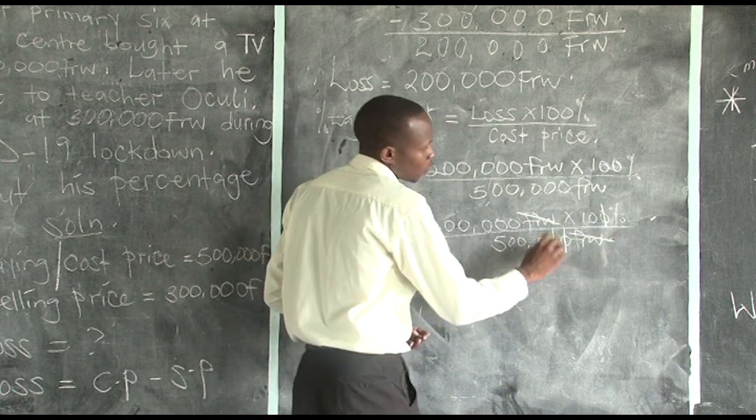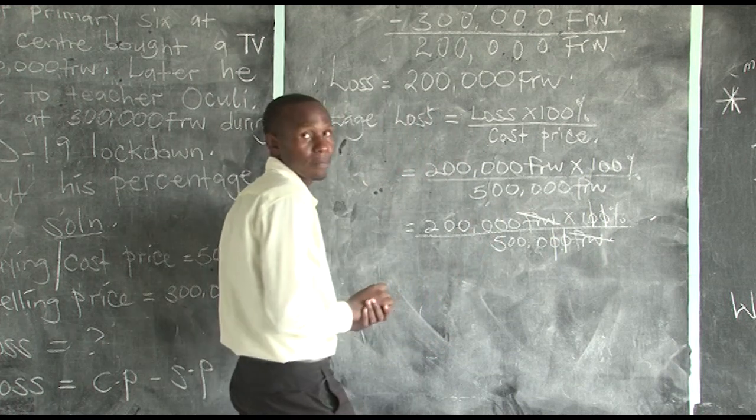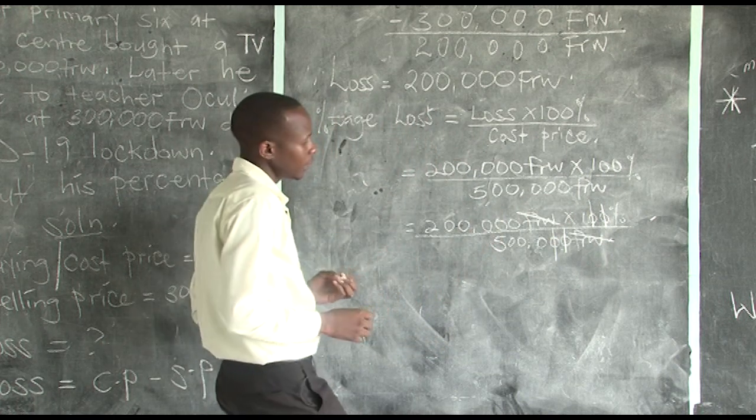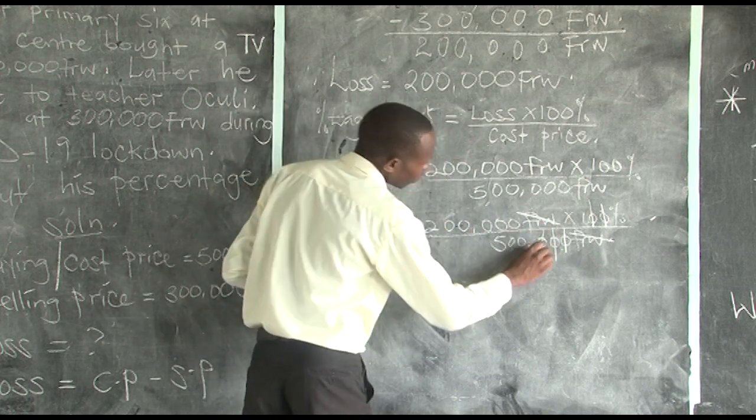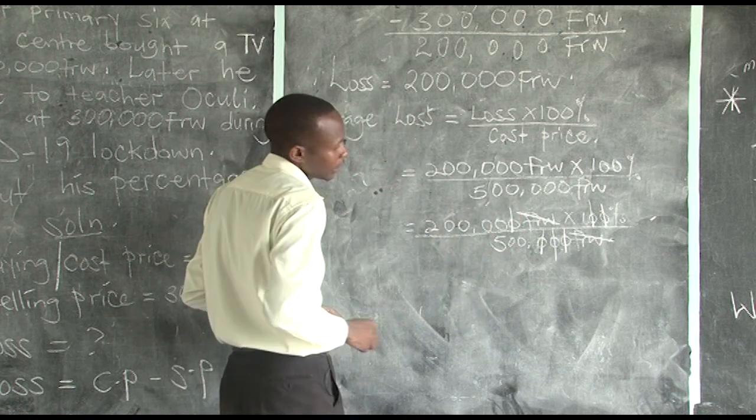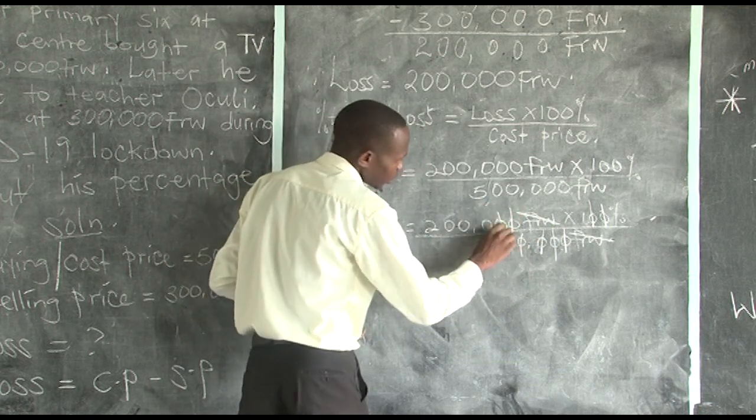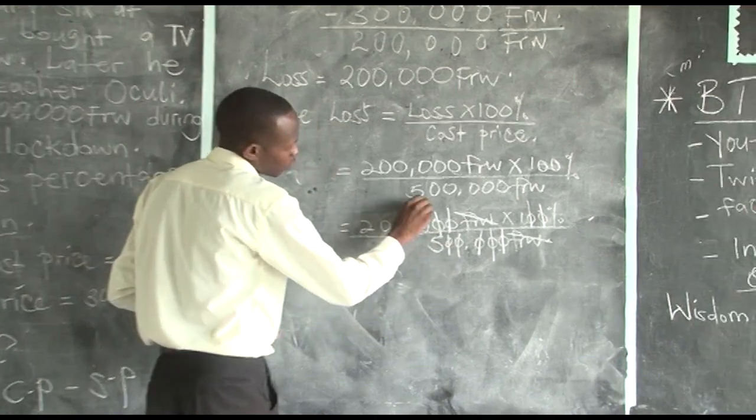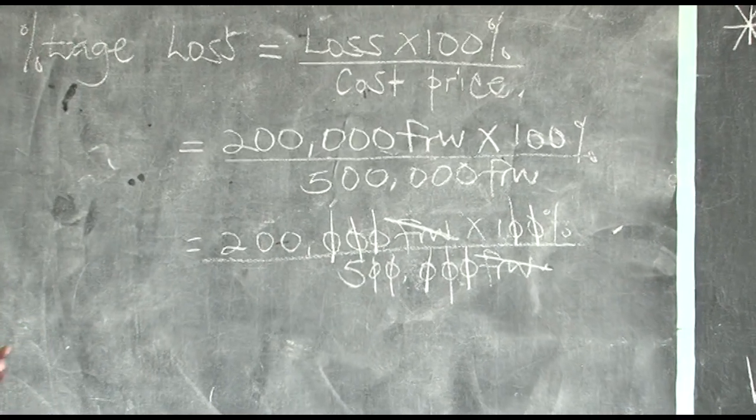This next 0 will cancel out with this next 0. Okay? Then from there, I will continue this side. I will say this 0 will cancel out with this 0. This 0 will cancel out with this 0. This 0 will cancel out with this 0. What are we remaining with?